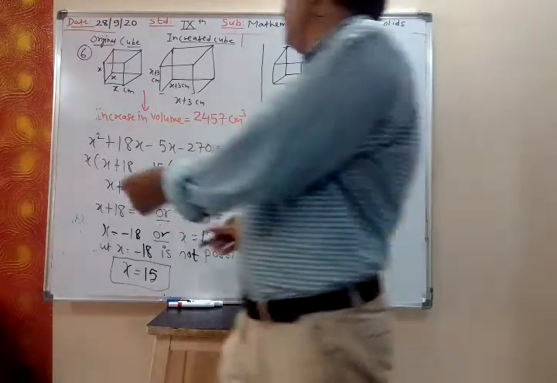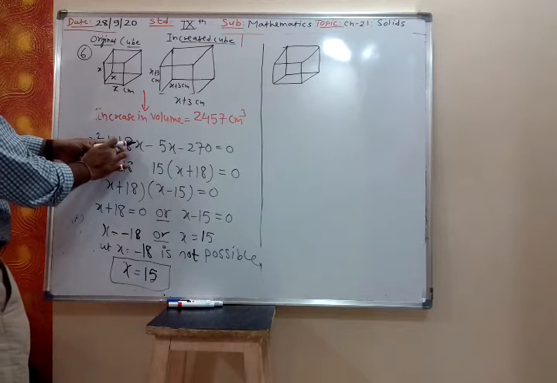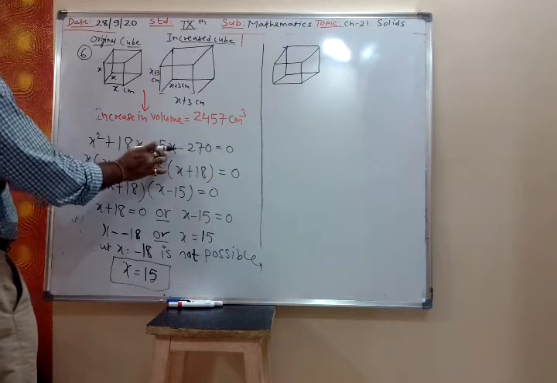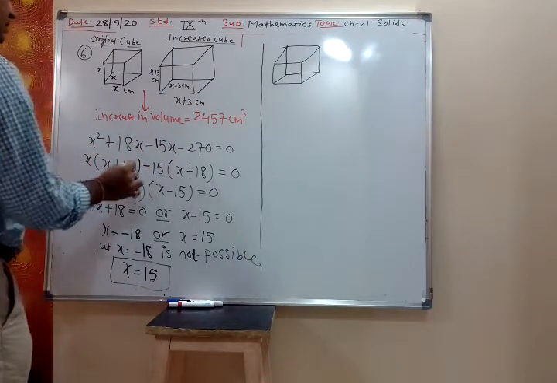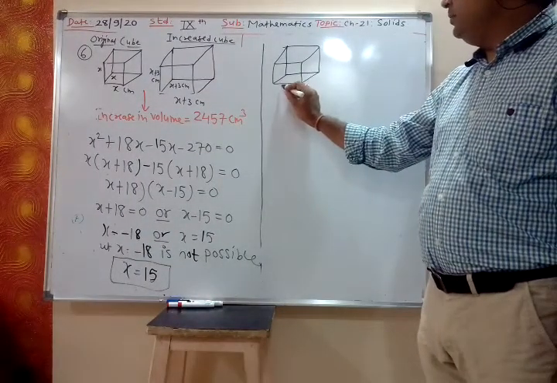Because we have factorized, no? We have factorized 3x as 18. Find two numbers whose sum is 3 and multiplication is minus 270. So that is 18 and 15. Yes. So x is now 15.